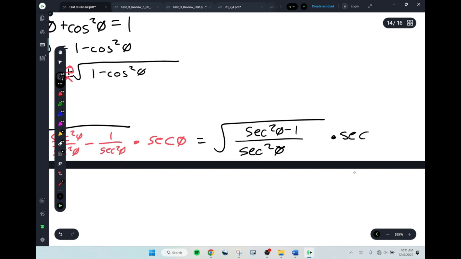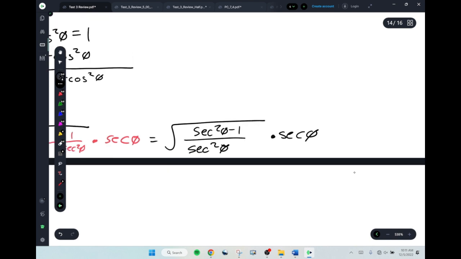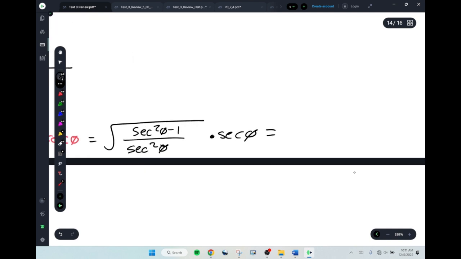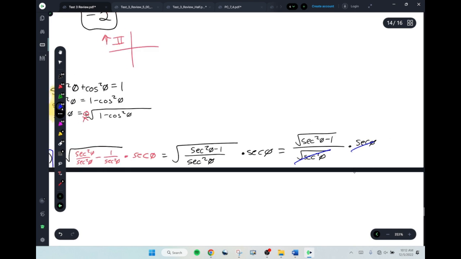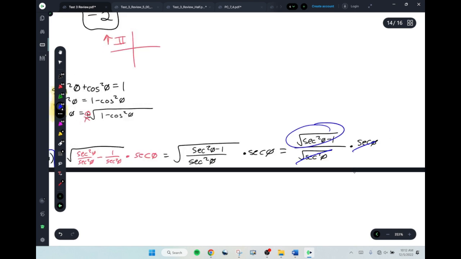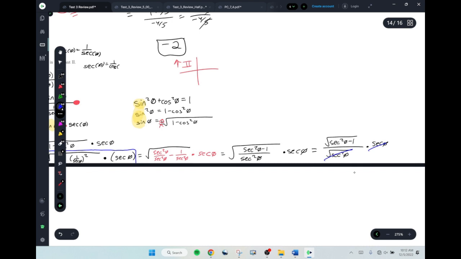You know what happens to that bottom one? You get the top, secant squared theta minus 1 over square root of secant squared theta times secant. Holy crap. Those cancel each other. And there's your answer. There's the super, super simple answer.